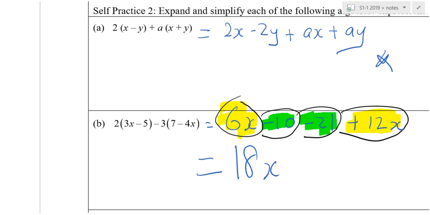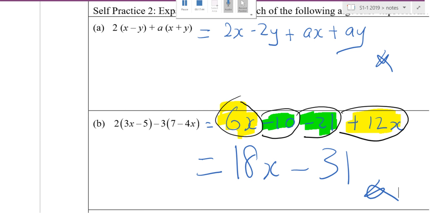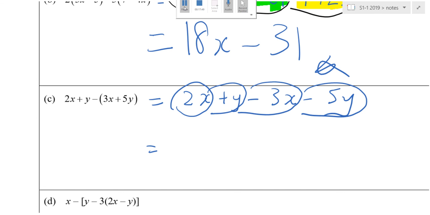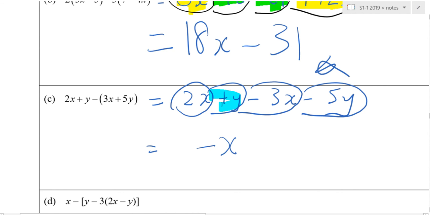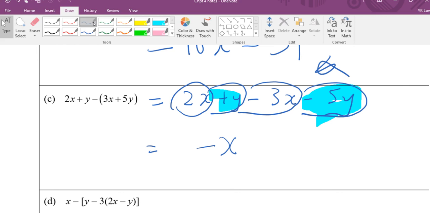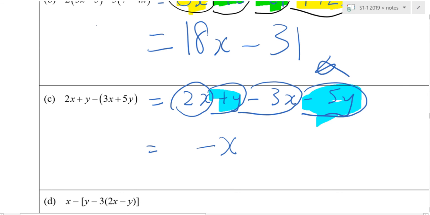0. Minus 31. All get minus 31? Yeah. Do you know why wrong? Can you go? Minus 1x. Next one. Minus 5y. Press the calculator. 1 minus 4y.